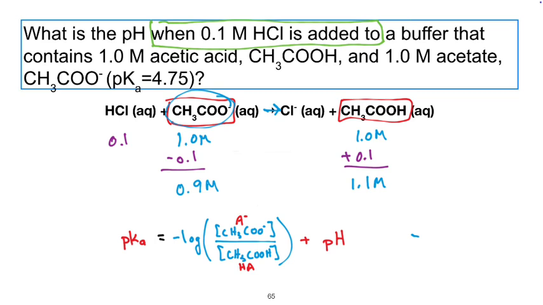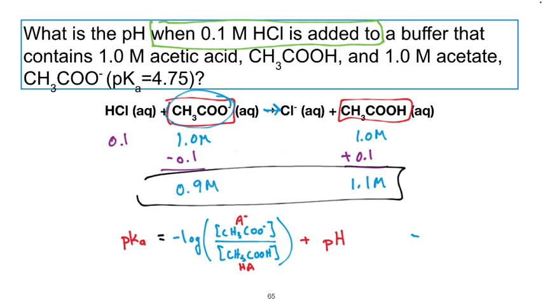As soon as those starting conditions are changed, we're now at a point where we could launch into an ICE table. Those would be our initial conditions, and we can plug that into our Ka expression. Do we want to deal with a big ICE table? No. So what can you do? Sub them directly into your Henderson-Hasselbalch expression.